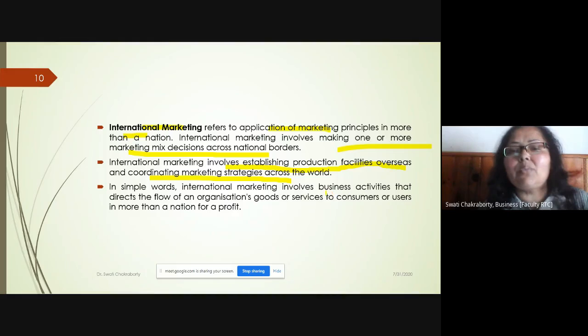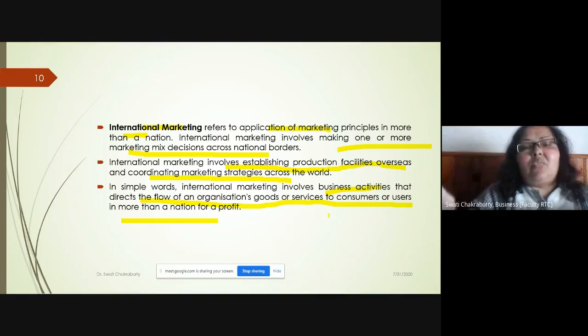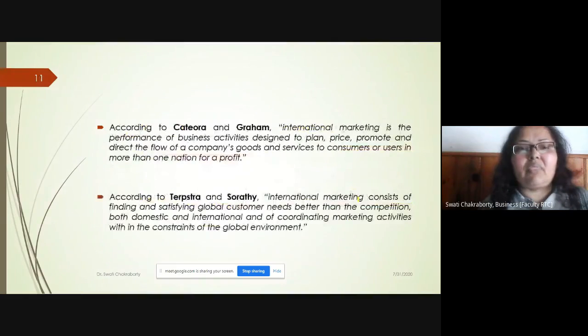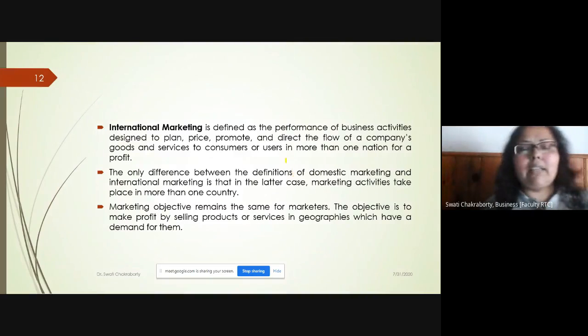In other words, it involves business activities that help in the flow of an organization's goods and services to consumers or users in more than one nation. Why? For making profit. Okay, so these are the different definitions given for international marketing by different experts. International marketing is the performance of business activities related to planning, price, promotion, and direction, which directs the flow of a company's goods and services to consumers or users in more than one nation for the purpose of earning profit, right?